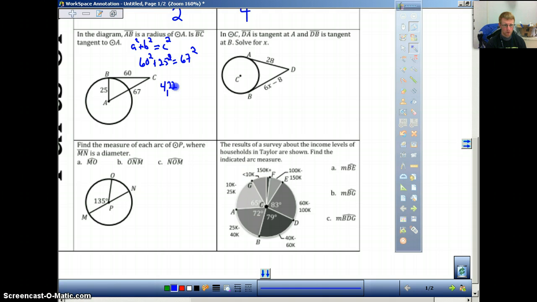4,225. And 67 squared is 4,489. Well, these need to be equal to each other. Because they're not, this is not a right triangle. Okay, so therefore BC is not tangent.